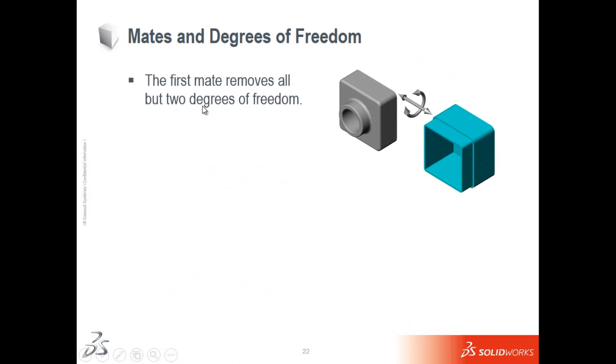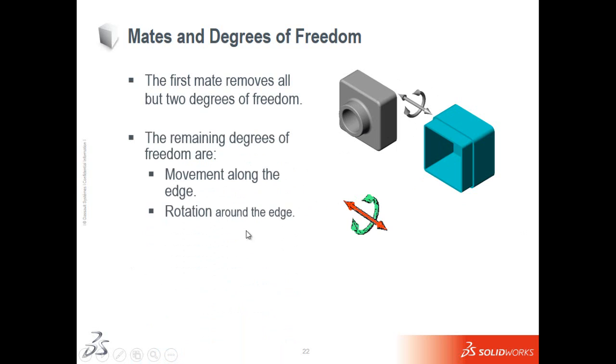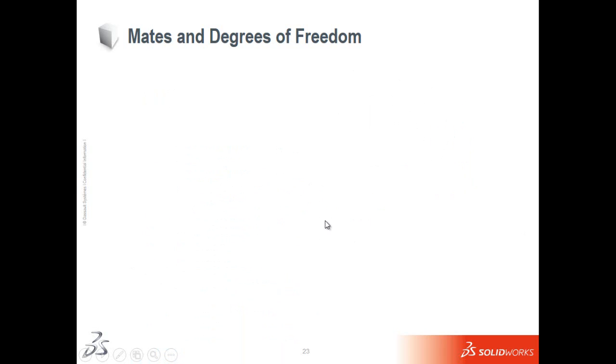The first mate removes all but 2 degrees of freedom. So you've put it in this plane, you could still rotate it. You could still move it back and forth, and you could still rotate it. The remaining degrees of freedom are movement along the edge and rotation around the edge.